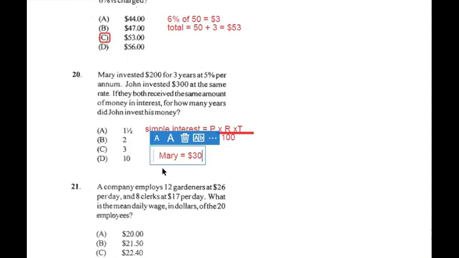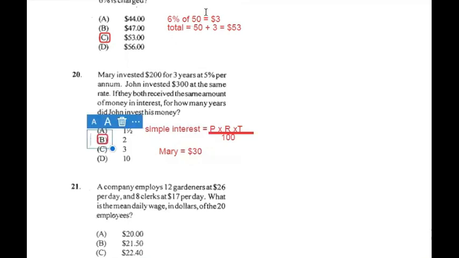So Mary's interest would be equal to $30, and this same $30 is what John receives. So I want to know how long John invested his $300 to receive the same $30. So in John's case, what we're finding is time. So we'll make time the subject of the formula, which is simple interest multiplied by 100, all divided by the principal times the rate, and you will get an answer, which is 2. So it will be B.